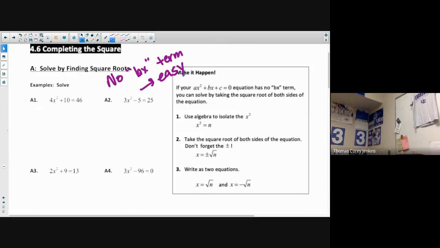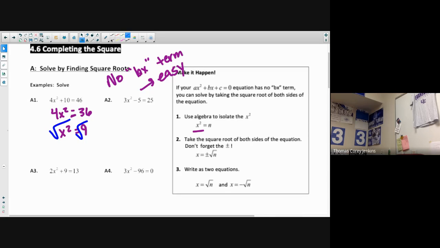All right, so all we need to do, and we had a problem similar to this on the test, is, like it says, isolate the x squared. So in A1, I would move over the plus 10, so that gives me 4x squared equals 46 minus 10, which is 36. Then I'd divide both sides by 4, and that gives me x squared equals 9. And then at that point, I am ready to undo the square part. So I am taking the square root of both sides, technically.